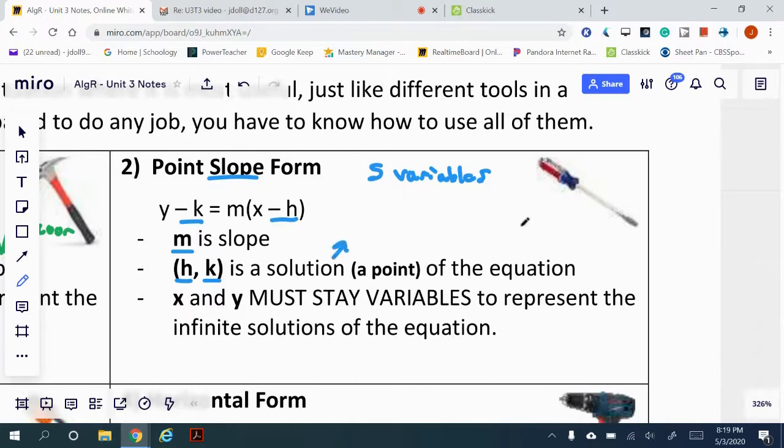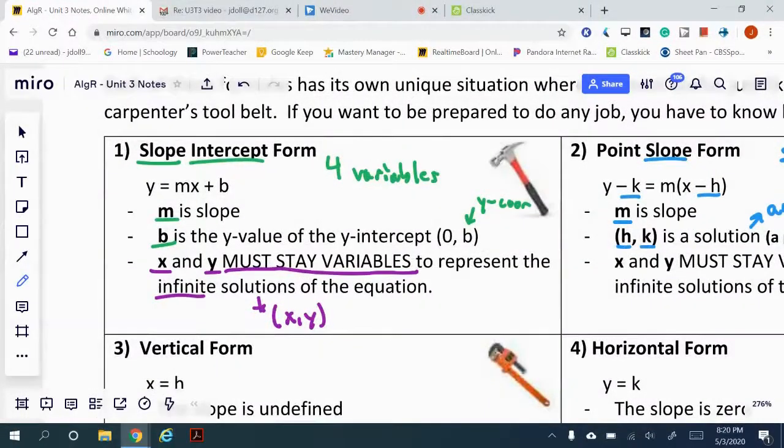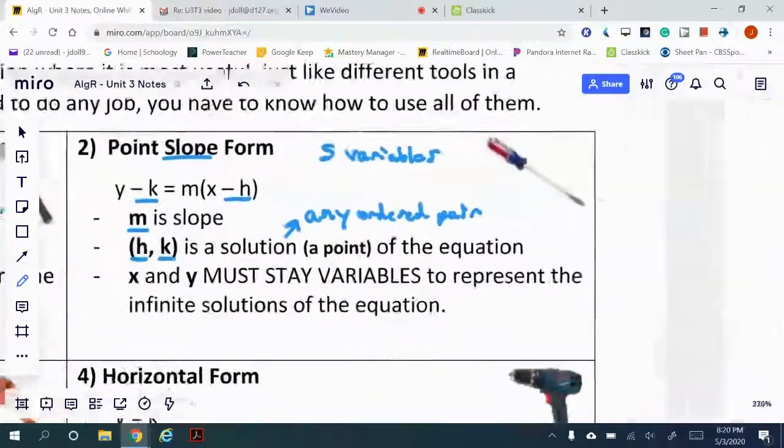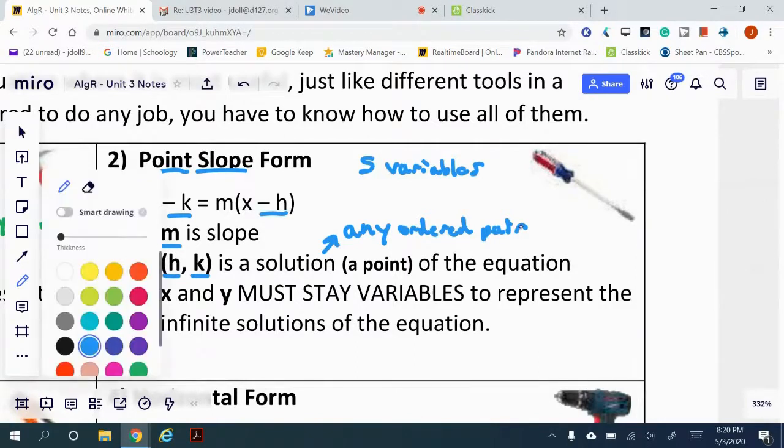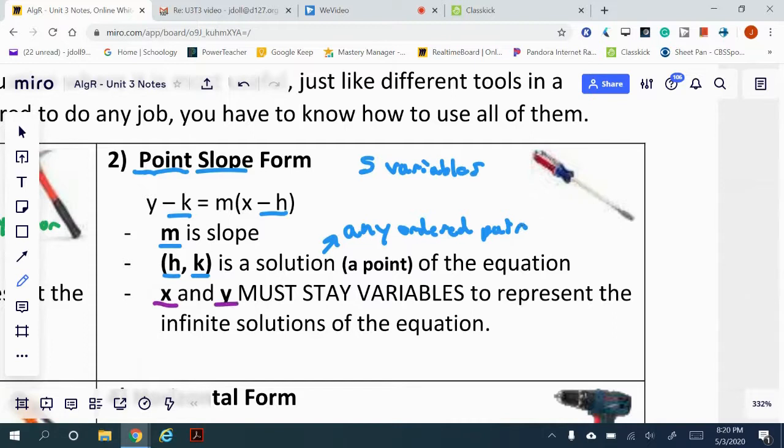And here's the key, guys. It can be any ordered pair, any point, any ordered pair can work for h and k. Where in slope-intercept form, it's only the y-intercept, right? In point-slope form, it's any point. Doesn't matter what point it is. It doesn't matter what ordered pair, what solution. Anything will work. And we can see here, x and y, just the same as we had before, must stay variables. All right, so m is the same, and x and y are the same.